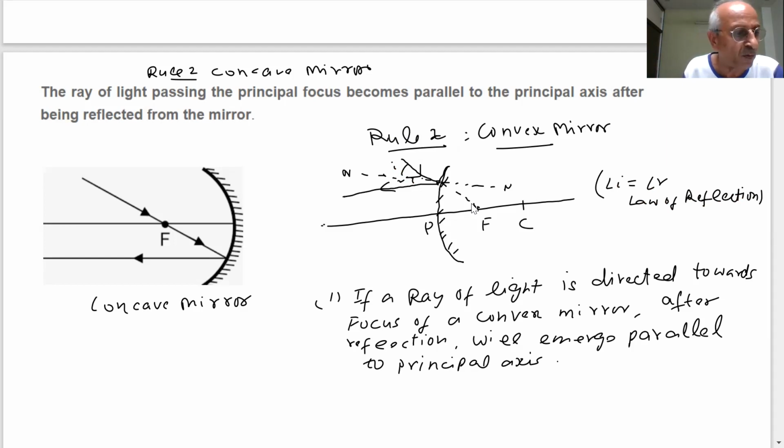Note down, student. See the comparison between concave mirror and convex mirror. How to draw the diagrams? We are trying to tell you how to draw the diagrams of the concave mirror and convex mirror. See the comparison. Here, the principal focus is in front of the mirror. The ray is passing through this, becoming parallel. Here, it is directed towards the focus and emerging parallel to the principal axis. Any doubt? No, sir. Note down rule number 2.